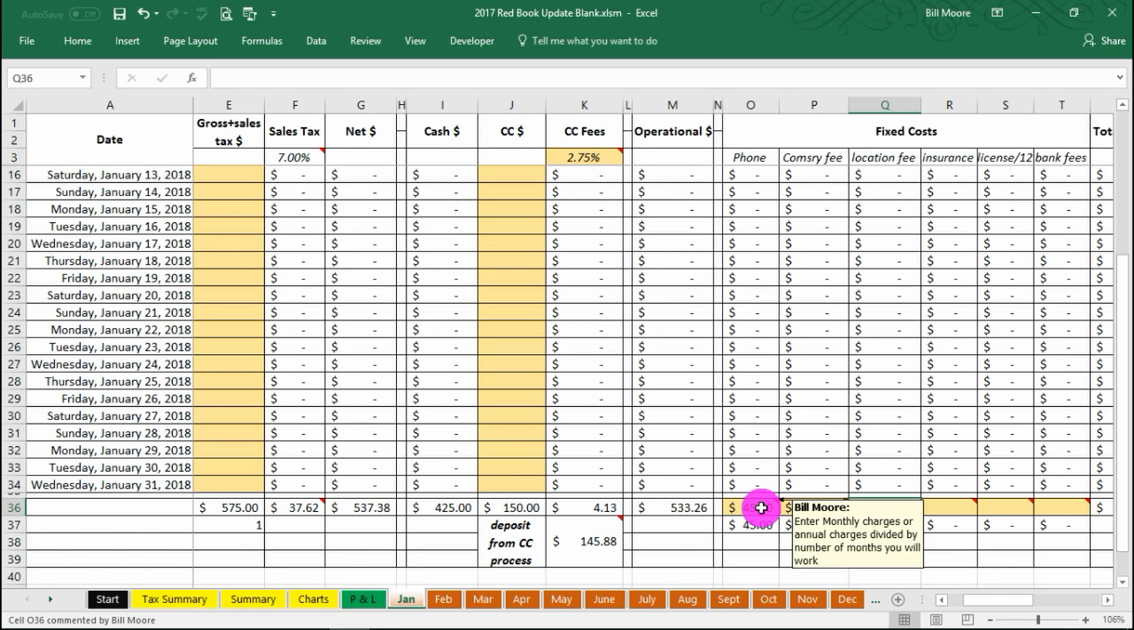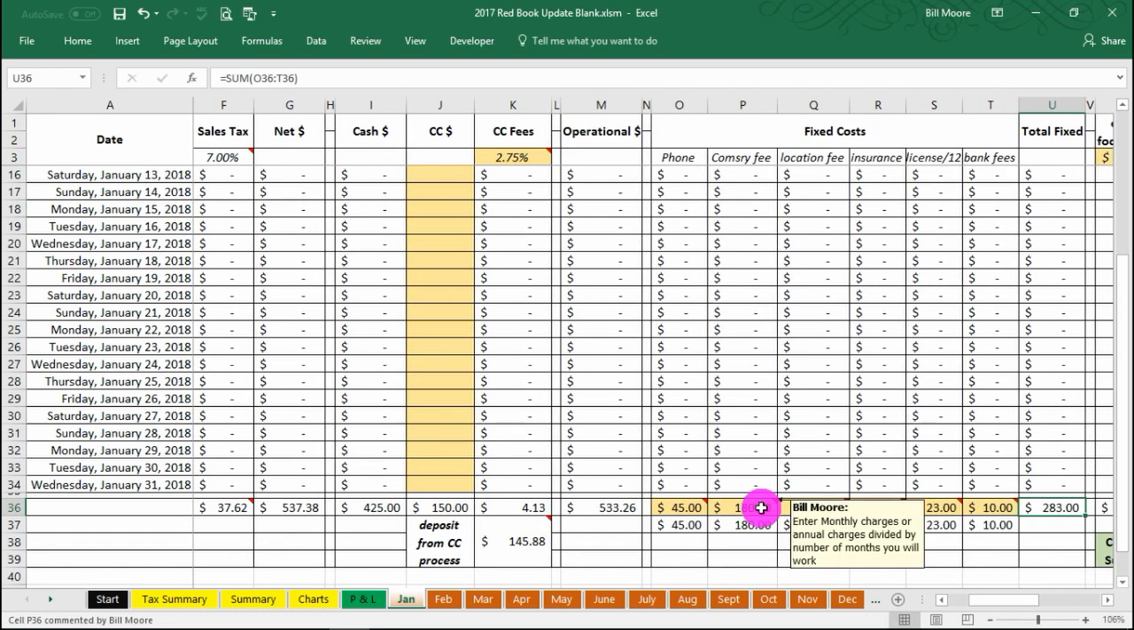Location fee, if you have to rent your spot, for instance, that's where you want to put in the rental. You want to break down your insurance by month to whatever it costs. Any license fees, again, break it down by month. And mine costs me roughly $23 a month to get everything licensed and all the permits and everything that just gets me open. Bank fees, I have a straight 10 bucks a month bank fee.